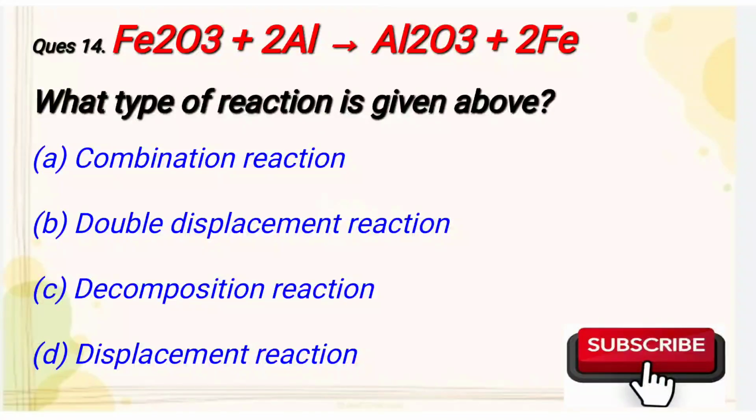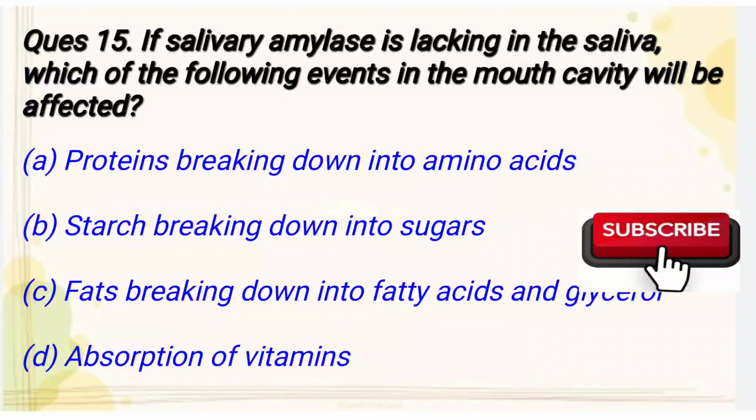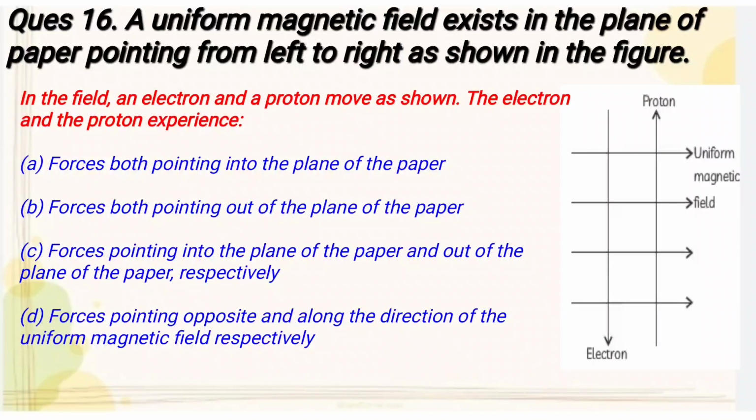Iron oxide plus aluminium gives aluminium oxide plus iron. What type of reaction is given above? Option D, displacement reaction is the correct option. If salivary amylase is lacking in the saliva, which of the following events in the mouth cavity will be affected? Option B, starch breaking down into sugars.